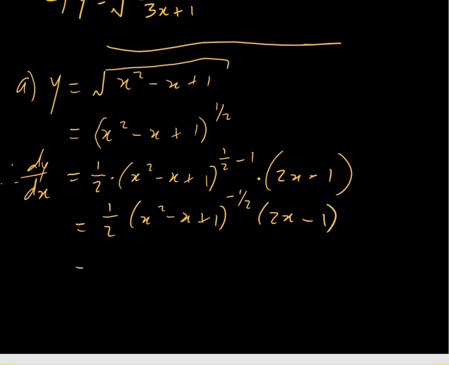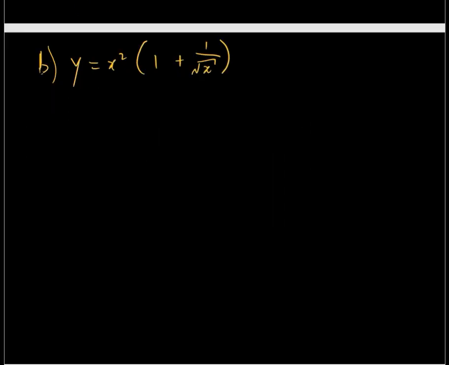And we don't like leaving our answers with negative exponents, so to change the exponent to a positive, we have to put it under the division line. So we end up finally with 2x minus 1 all over 2, and I'll write the square root again for the power half instead of writing the power half. Let's look at the next one, question B. So this one is going to involve the product rule.